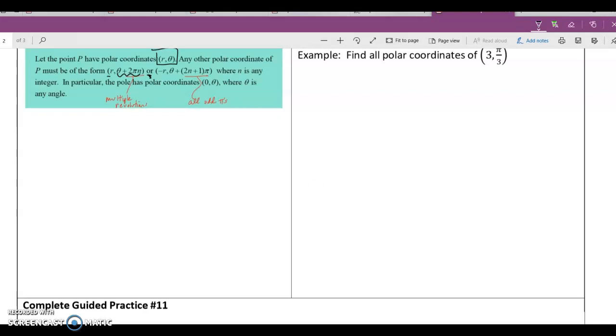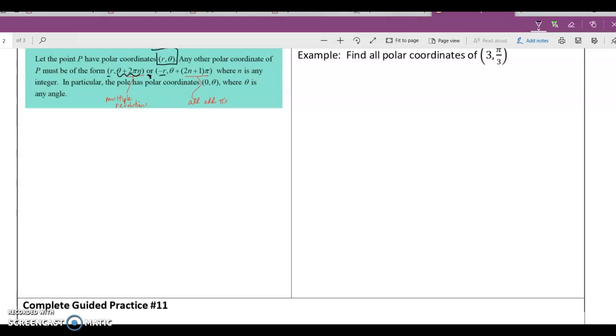Or it has the coordinates negative r, and then theta plus (2n plus 1) times pi. So this is your odd multiples of pi. Remember, when we have negative r, that is on the line of our angle theta plus pi. So now we are going from that angle where we added theta plus pi and then going around a circle for that one. So don't worry, we're going to do an example.